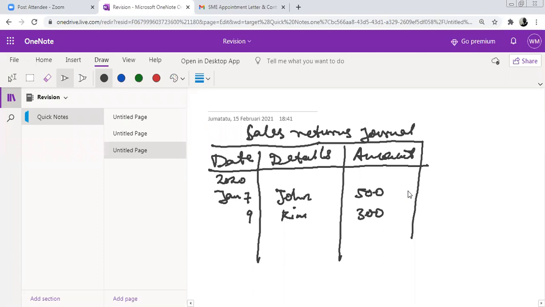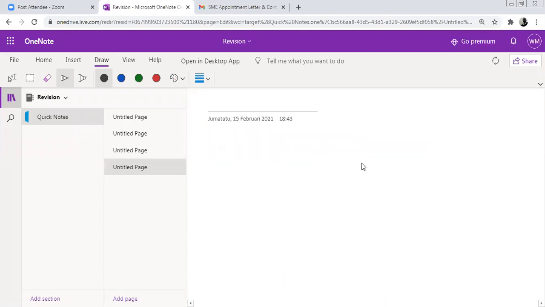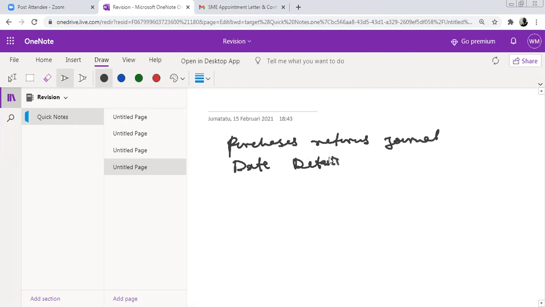Then, for the purchases returns, it is the same format: the date, the details, and we have the amount.